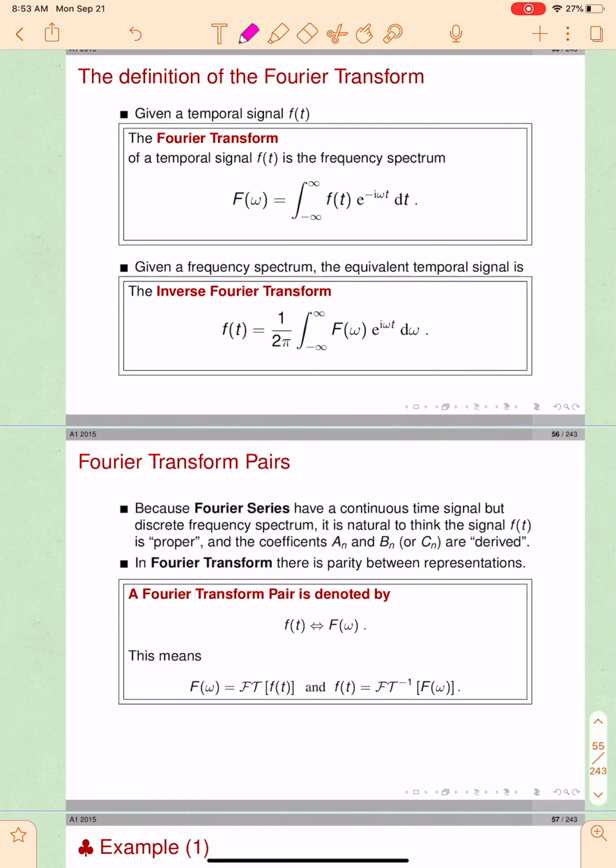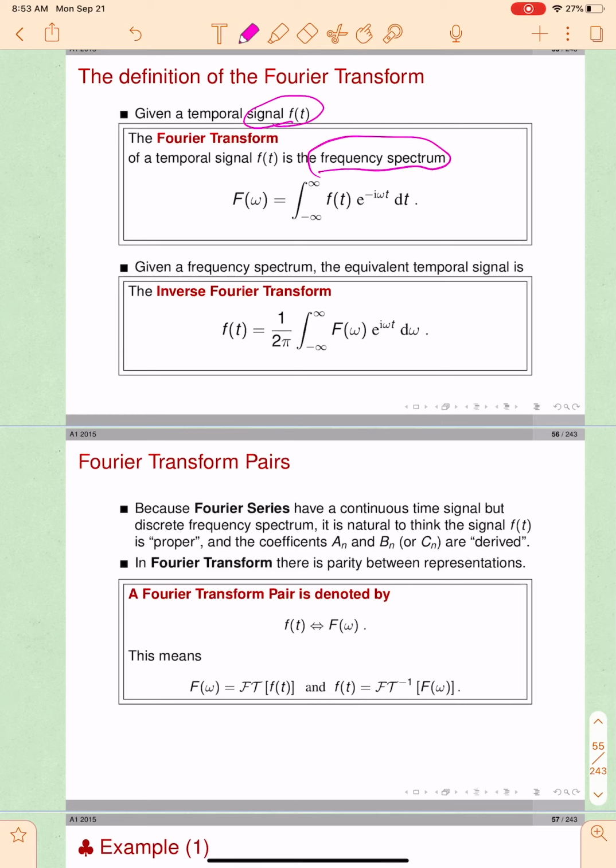Okay, let's start with the Fourier transform. So given a signal in the time domain, when you integrate it times e to the minus i omega t, you will get the signal in the frequency spectrum.